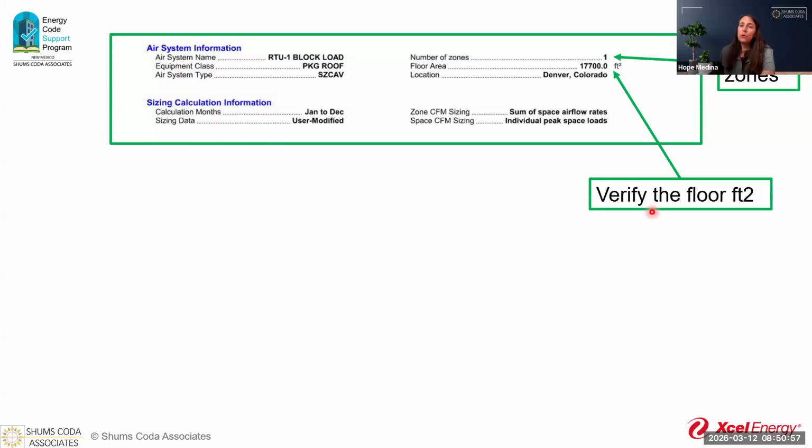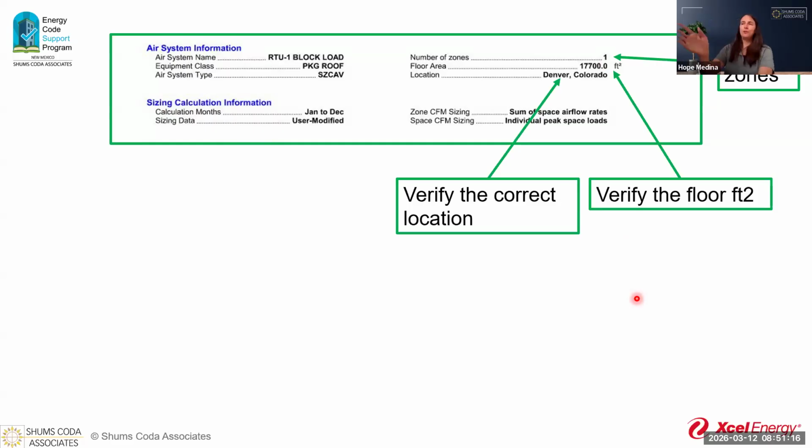Then it lets me know how large of a building it is, right? How many square feet is it? This one is 17,700. And obviously I'm going to take that and look at the plans. If the plans say it is 700 square feet, then either we have the wrong report or they inadvertently put the wrong values somewhere, right?